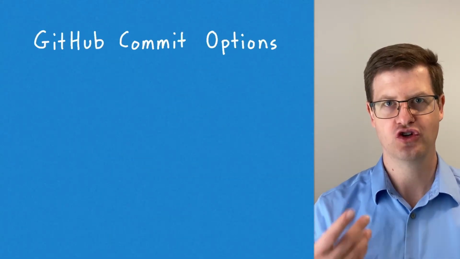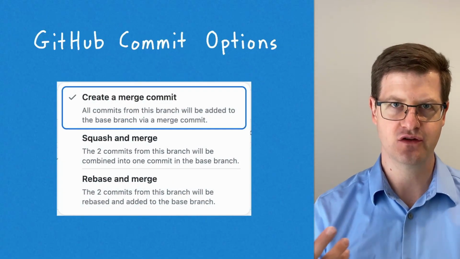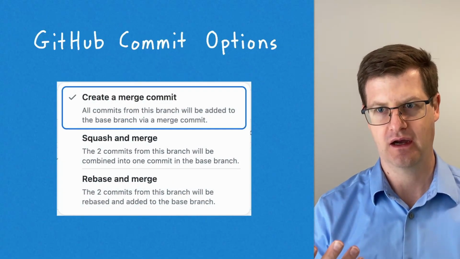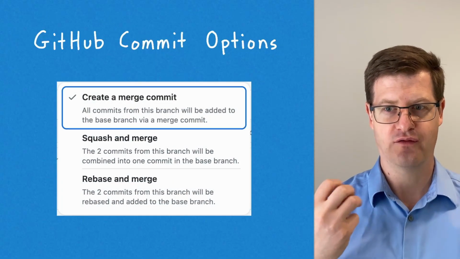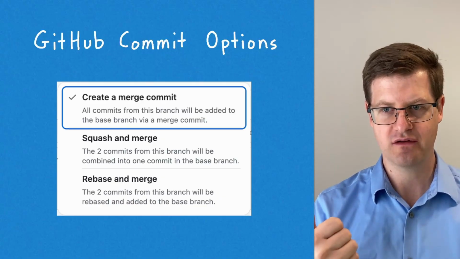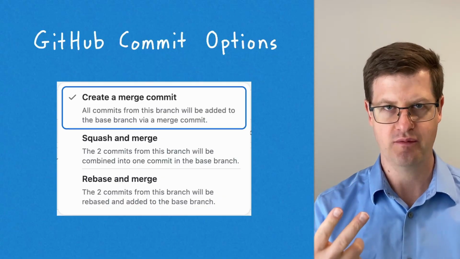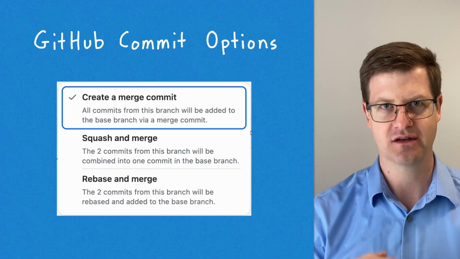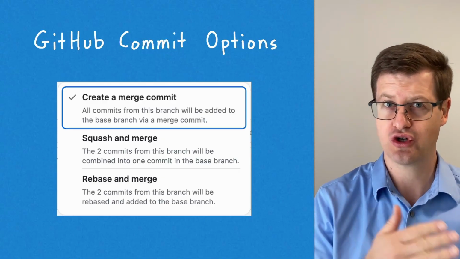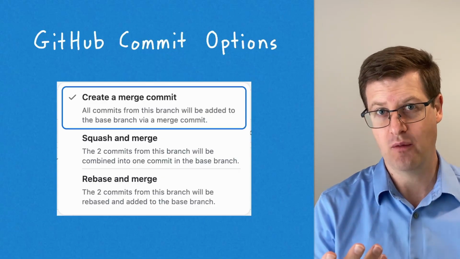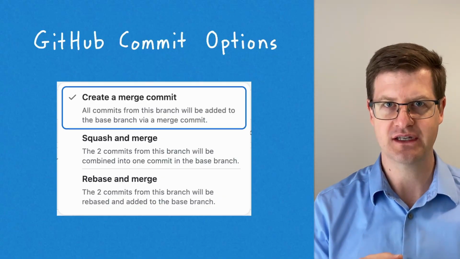So the question we have is, what option should you choose when merging commits into your main branch in GitHub? The GitHub UI offers three options. You can create a merge commit, you can squash and merge, and you can rebase. Before we go into the details of exactly what we should do or shouldn't do, or what behavior you may want, let's look at what these actually do.